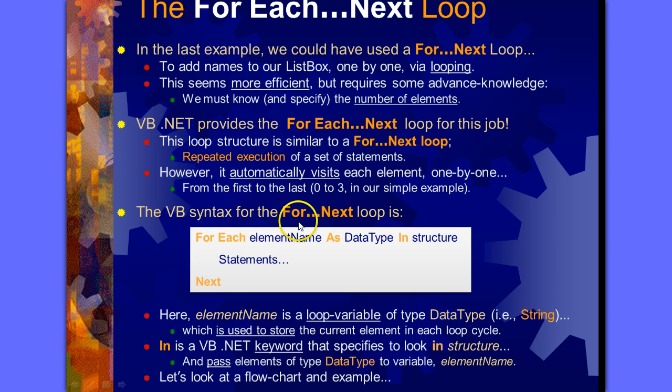The Visual Basic syntax for the for each next loop is: for each element name as data type in structure. Well, let's see an example of that.